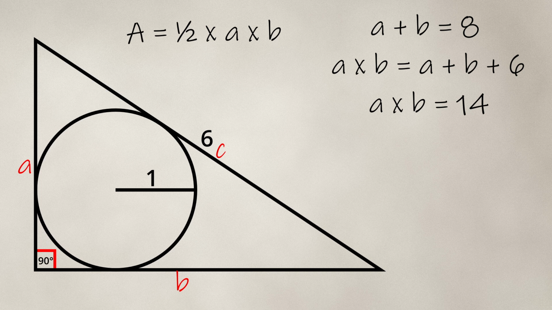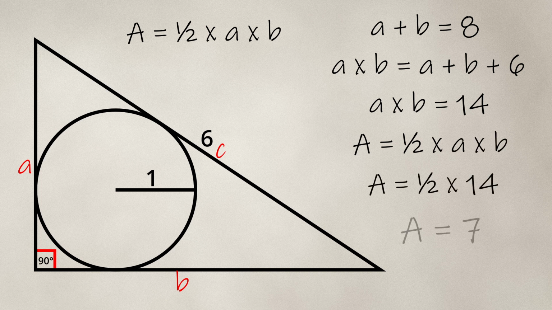And remember, the area of our right triangle is A equals half times a times b. So half times 14 equals 7. The area of our triangle is exactly 7 square units.